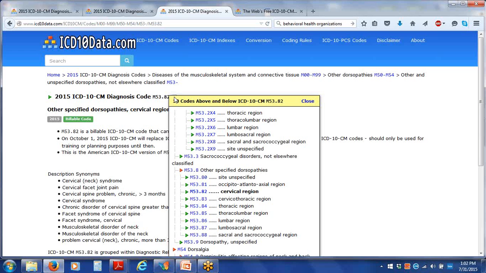Well, remember that the only time you're going to need that seventh digit is if you're treating an injury. So this is going to apply mainly to personal injury. If you're treating a patient for a condition that is not injury related, that doesn't require the seventh digit extension, then you don't need to code the seventh digit at all.